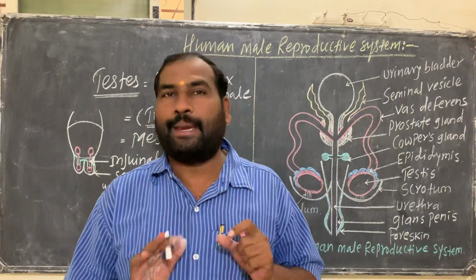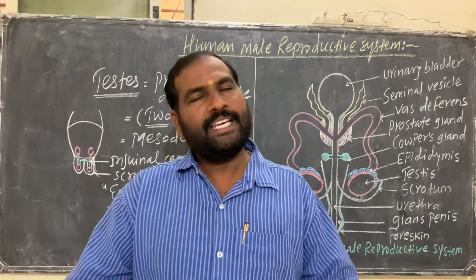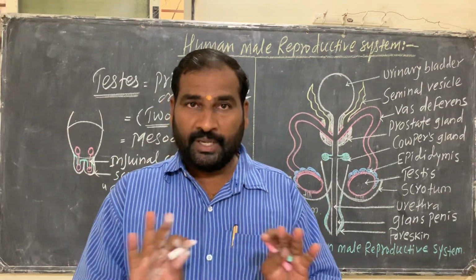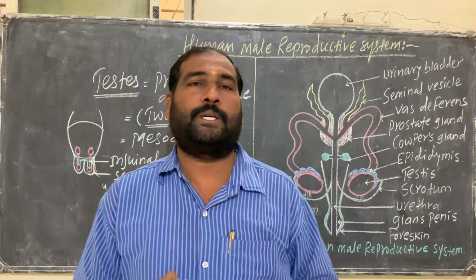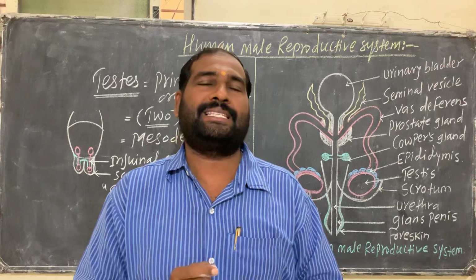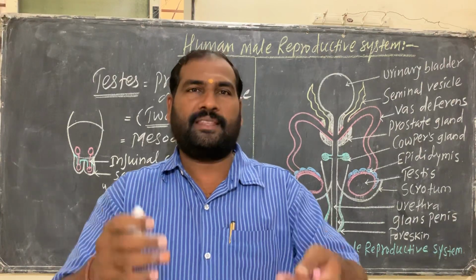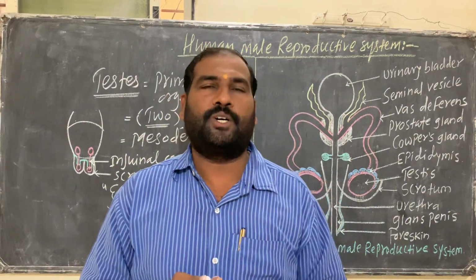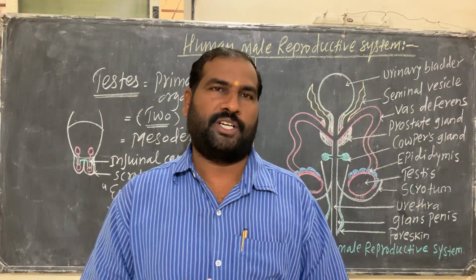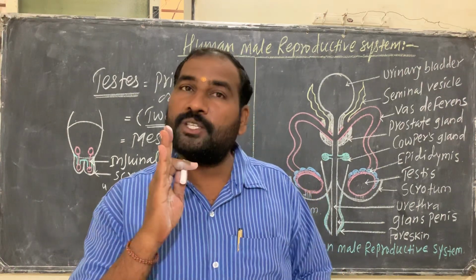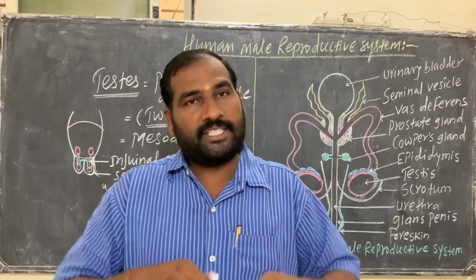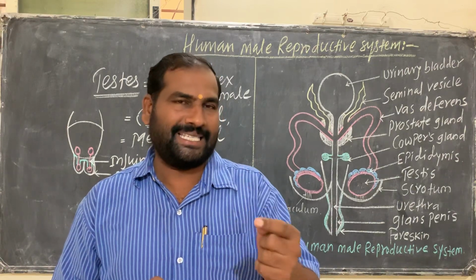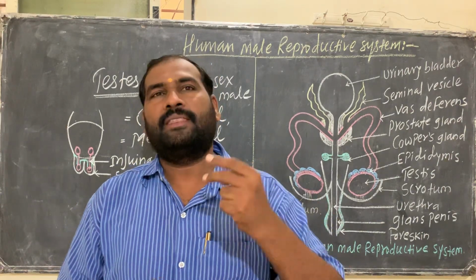But sometimes what happens? The testes should descend into the scrotum, no doubt. But sometimes the testes do not descend into the scrotum. So there is a failure of descent. At that time what happens? There is sterilization. That male cannot produce young ones in which the testes are present in the abdominal cavity.